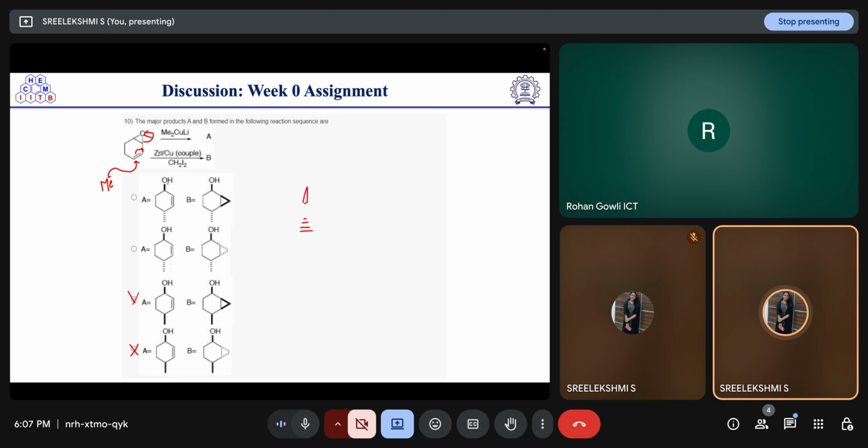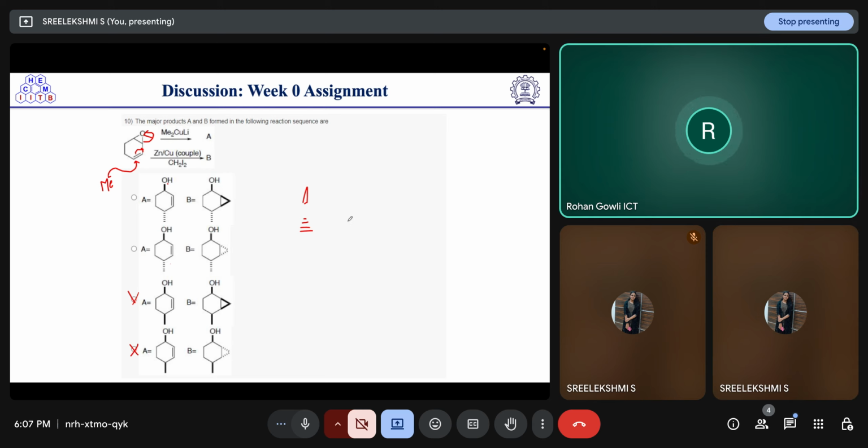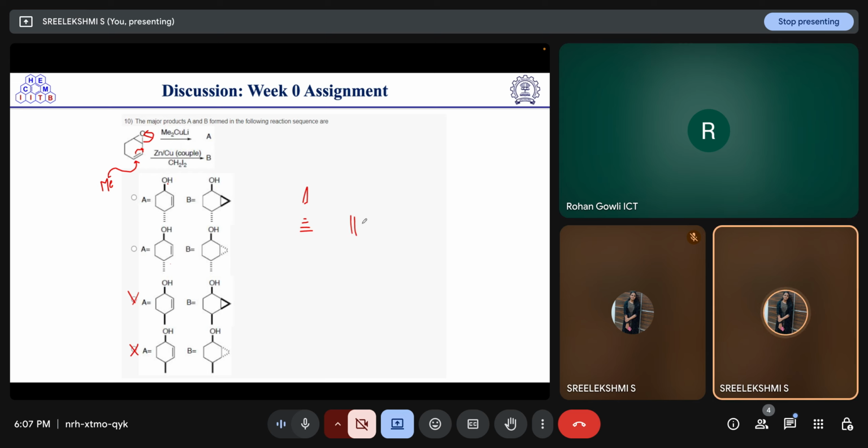Now what is the second reaction? Zinc copper couple and CH2I2. Simmons-Smith reaction, have you heard? No. So that is basically used for converting an alkene into a cyclopropane. I will show the mechanism. So this is the reaction. An alkene will be converted to cyclopropane. Here also we can see this alkene is converted to cyclopropane.